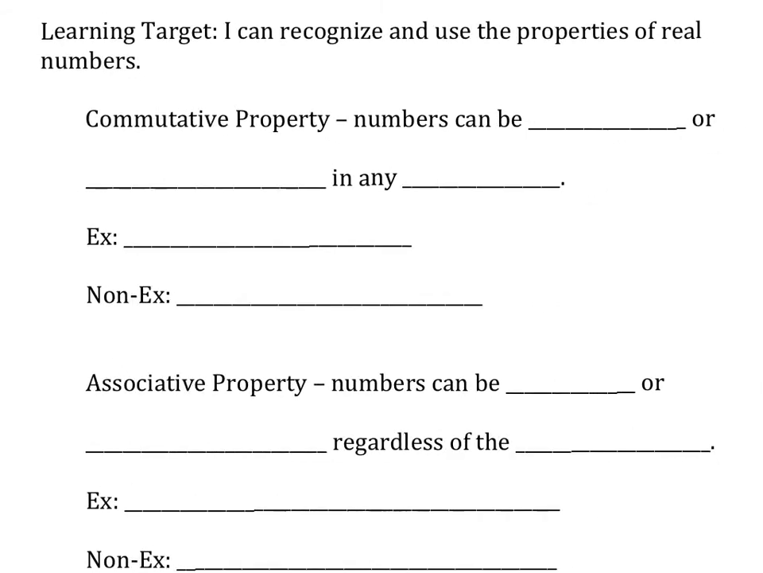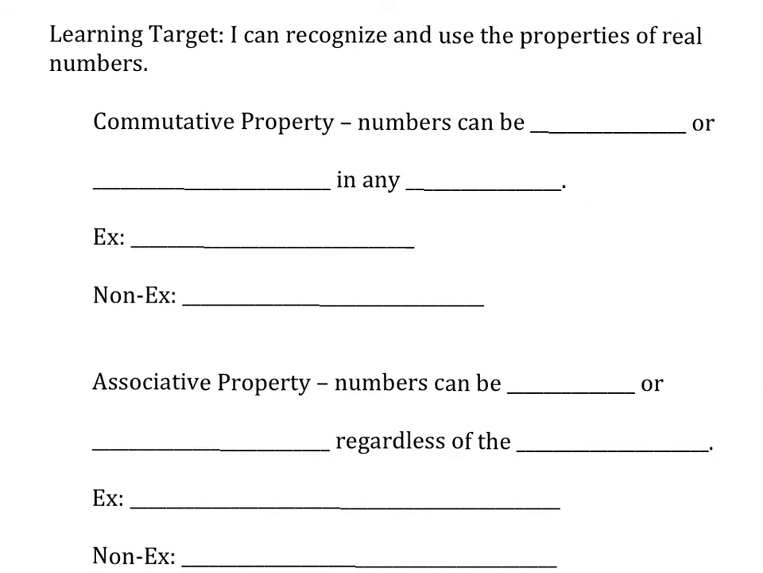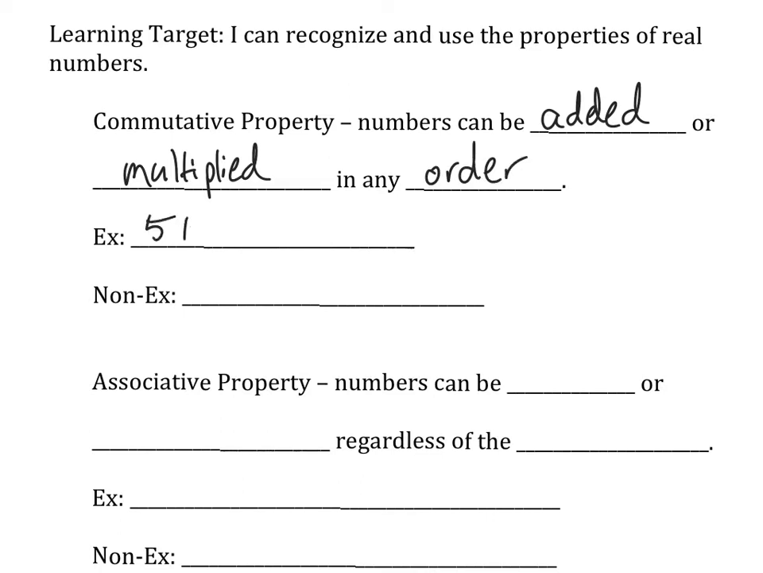The commutative property says numbers can be added or multiplied in any order. For example, 5 plus 3 can also be written as 3 plus 5. Okay? Doesn't matter which order they're written in. Doesn't matter which one we do first.